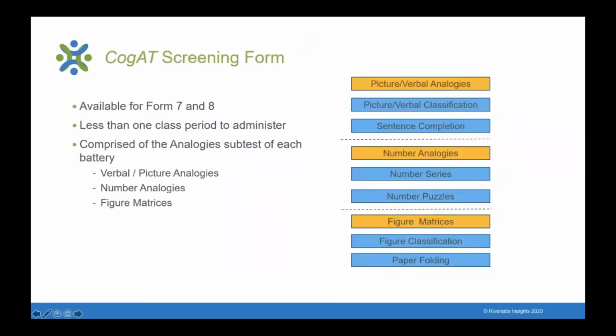So the COGAT screening form takes the 3 analogy formats. So picture or verbal analogies, number analogies, and then figure matrices. And it gives your students an opportunity to encounter all very similar formats in their ability test. And the screening form takes less than 1 class period to administer. So we have both the Form 7 and 8 version of the screening form available.